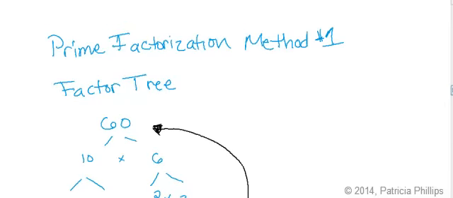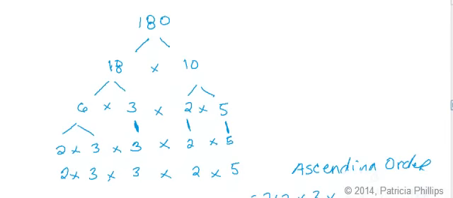Okay, we're gonna do another number quickly. We're going to find the prime factorization of 180. Okay, 180 is 18 times 10. Those are the numbers that we're going with right now. 18 is 6 times 3, and 10 is 2 times 5.